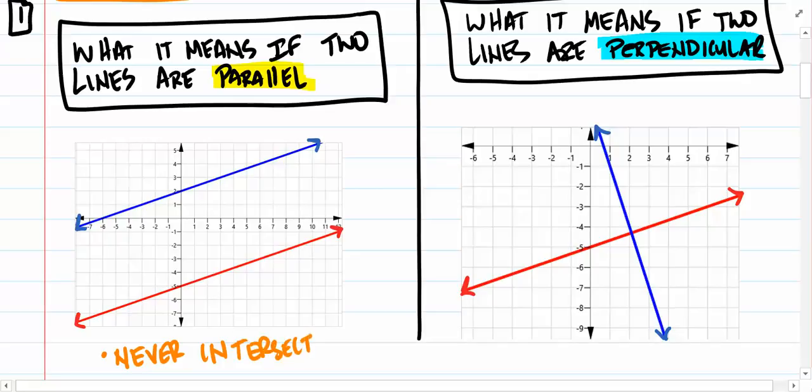Okay, let's compare that to what it means if two lines are perpendicular. I have two lines, and these two lines here are perpendicular. There's a blue line and there's a red line. And you'll notice that these two lines do intersect in the coordinate plane. But the difference is they intersect in a special way. They intersect at right angles, meaning 90 degrees. So this is going to be very important for this lesson. This is what it means to be perpendicular, two lines that intersect in the plane in a special way. And this is what it means to be parallel, two lines that lie in the plane that never ever intersect.